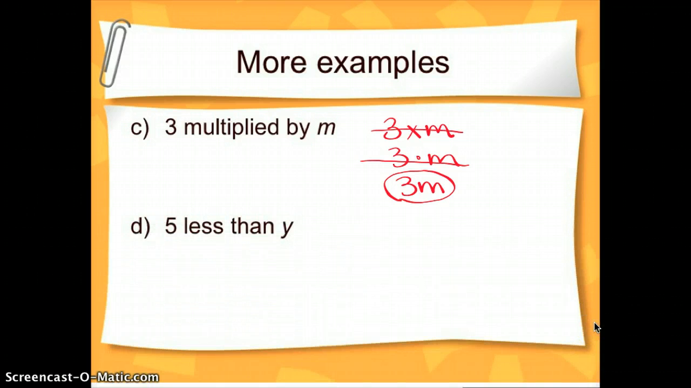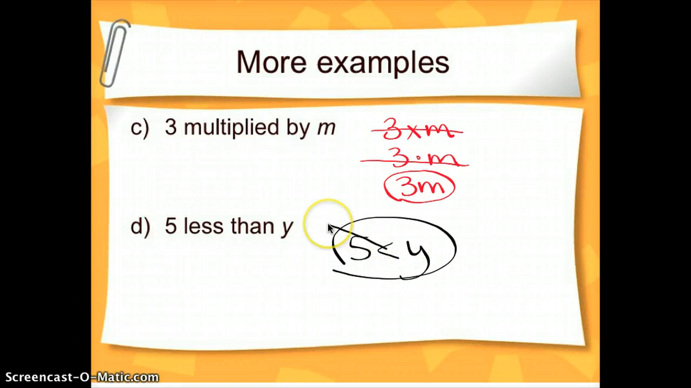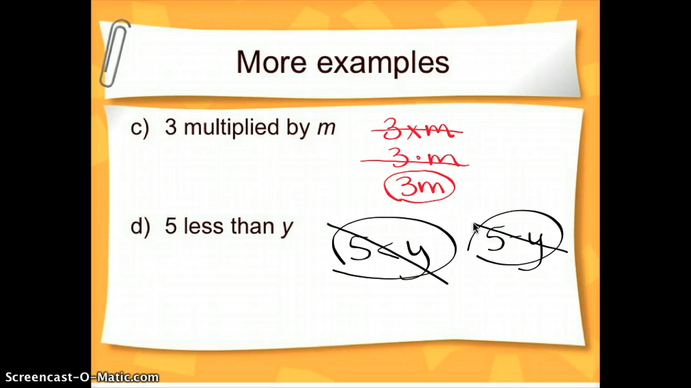Okay, how about this one? 5 less than y. This is another one that can be tricky. Try it on your own. Okay, 5 less than y. If you wrote 5, the less than symbol, y, it's tempting, but that's not correct. That means 5 is less than y. If you wrote 5 minus y, again, tempting, but not correct. Less than is one of those tricky things that means subtract, but you flip the order when you hear less than. So y minus 5. 5 less than y is written like this.